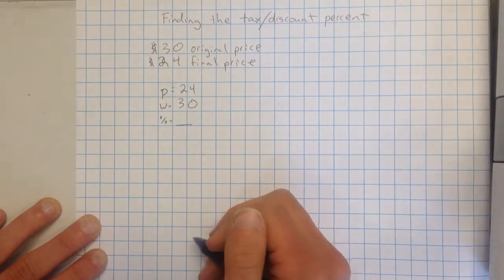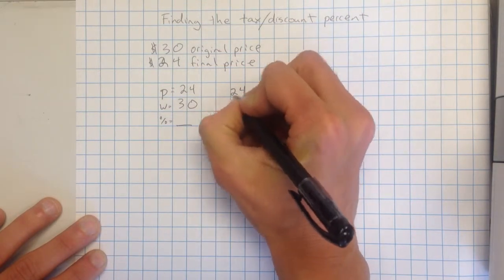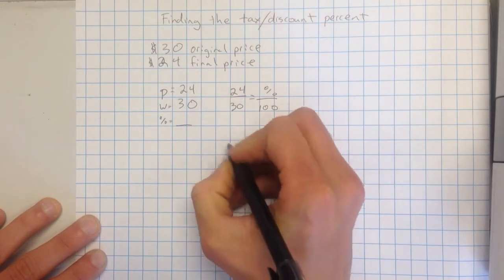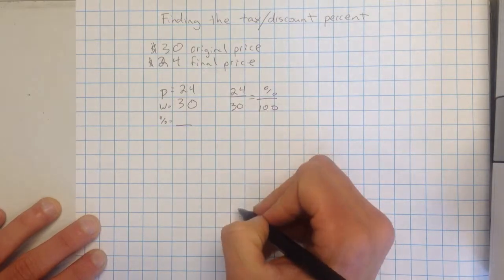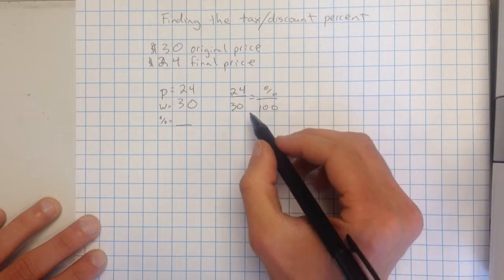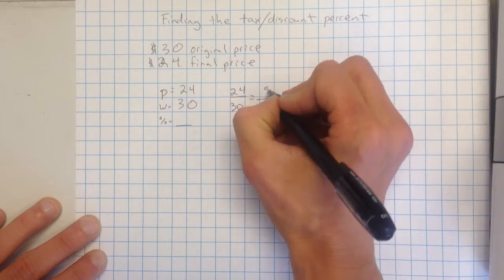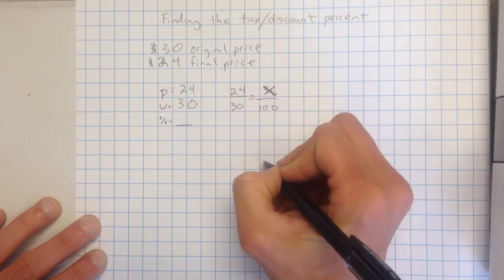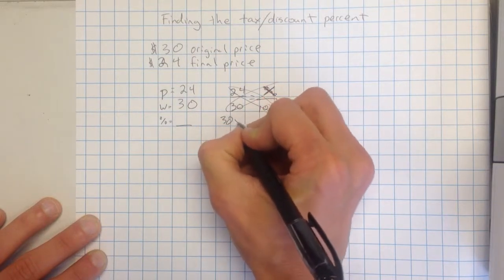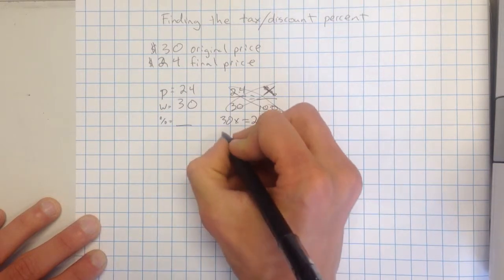Now at this point we could go through a couple methods. One, we could put it in proportions: part over whole equals percent over 100. The P is standing for part, the W is standing for whole. This is what we were looking at earlier last week when working with percents. The percent is unknown, so we're going to call it x. Then we would cross multiply as one way to solve. That gives us 30x equals 24 times 100.